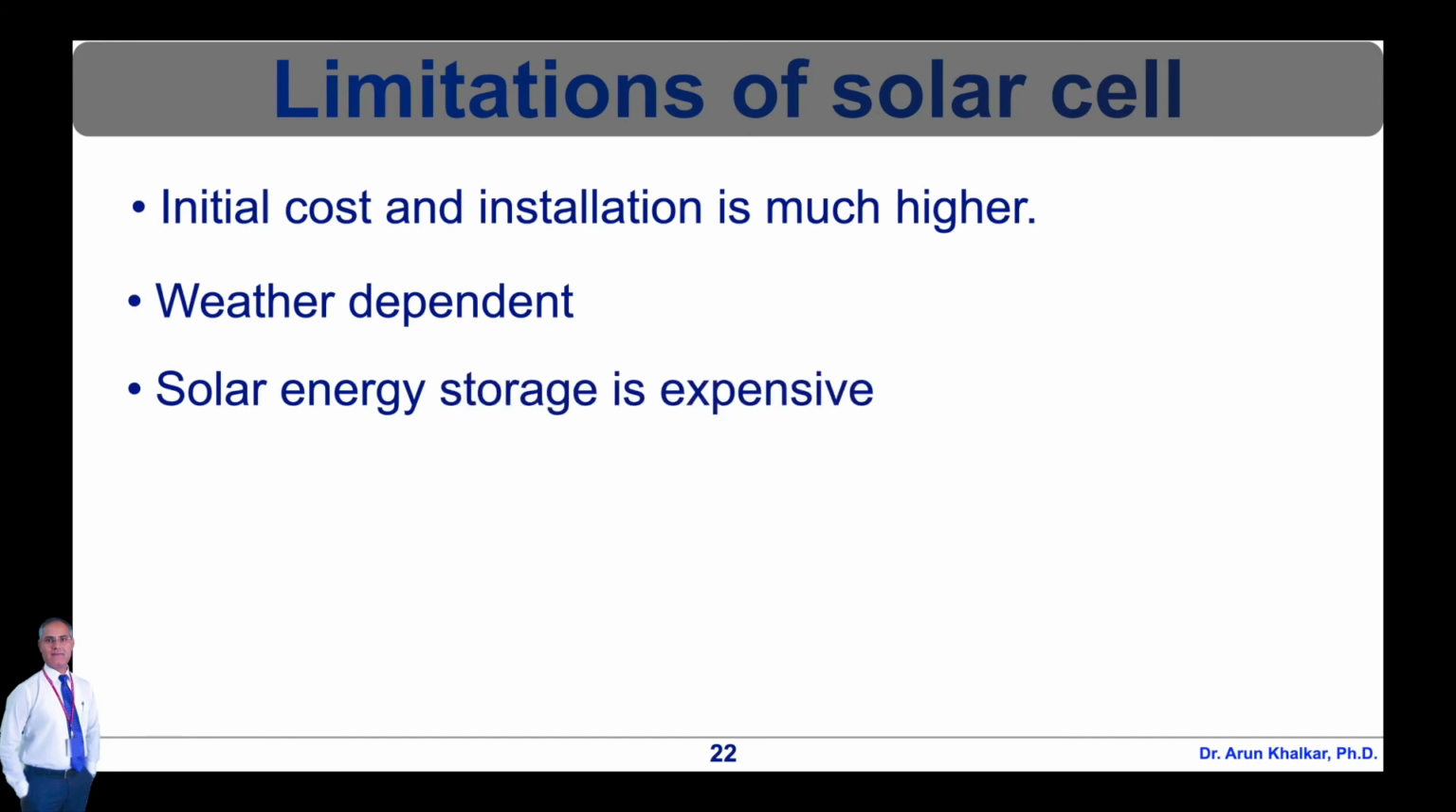Next one is that solar energy storage is expensive. Solar energy has to be used right away or it can be stored in large batteries. These batteries, used in off-the-grid solar systems, can be charged during the day so that the energy is used at night. This is a good solution for using solar energy all day long, but it is also quite expensive.